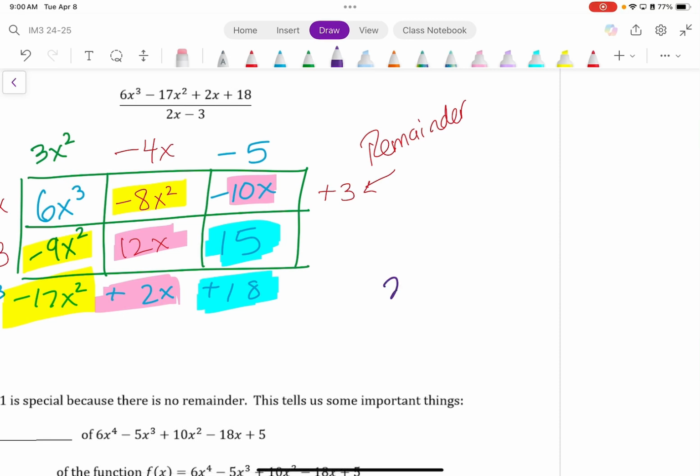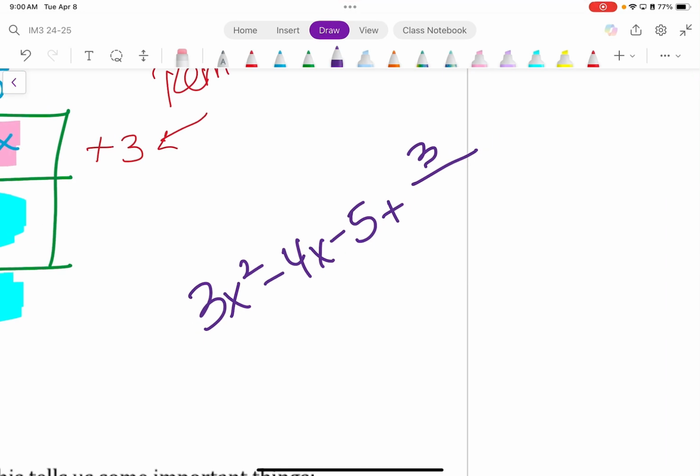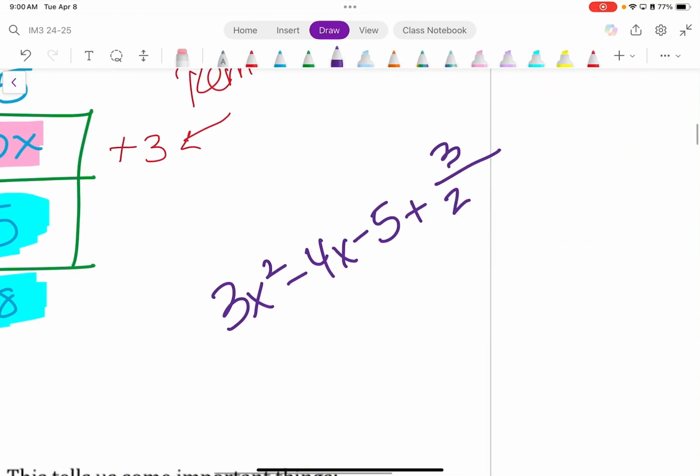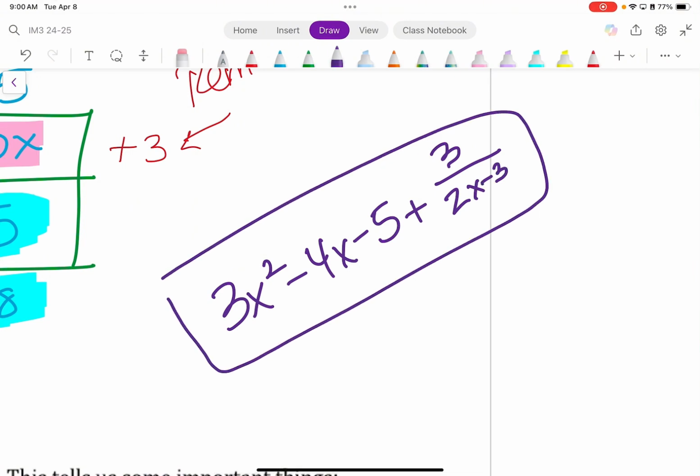So our answer is the following. 3x squared minus 4x minus 5. And then your remainder will be written as a fraction. The numerator corresponds to the remainder. The denominator corresponds to the original factor, the one that you were dividing by in the beginning. We were dividing by 2x minus 3. So we're going to get the statement 3 over 2x minus 3. Okay?